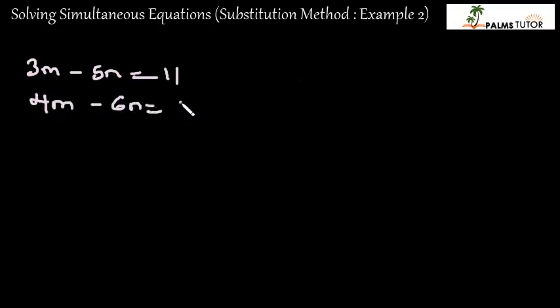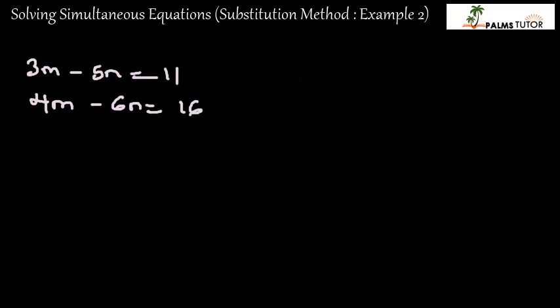Hello guys, I'll be explaining how to solve simultaneous equations through the substitution method with another example. You can see my first video on that, where I've explained what simultaneous equations are. So I have another example here: 3m minus 5n equals 11 and 4m minus 6n equals 16.